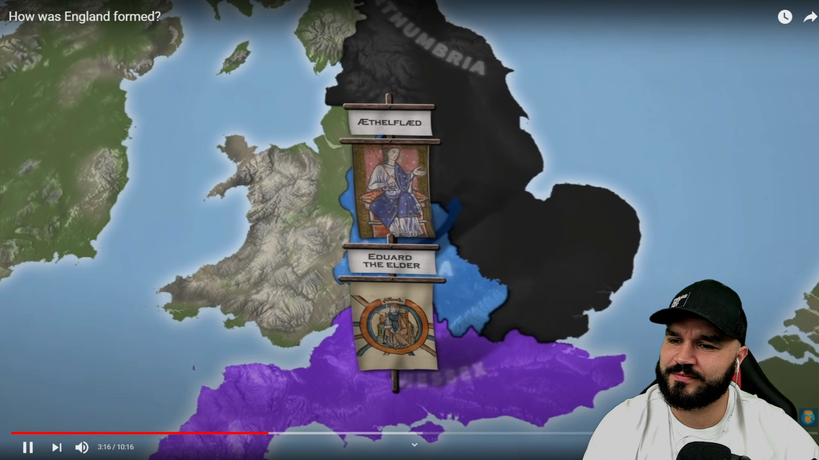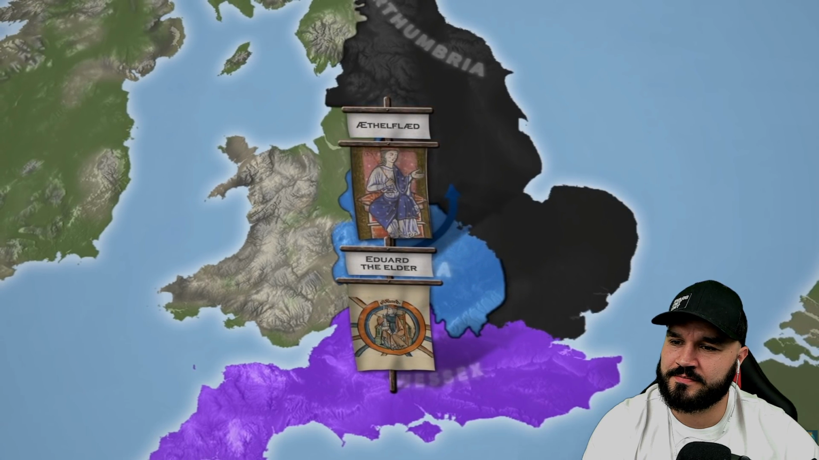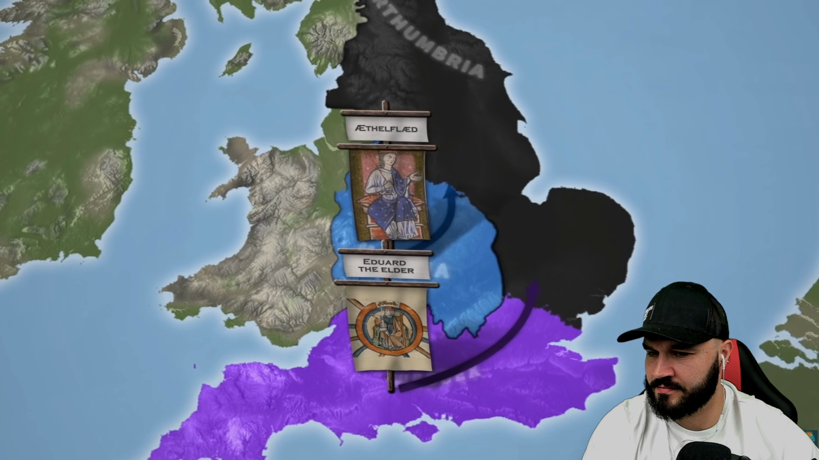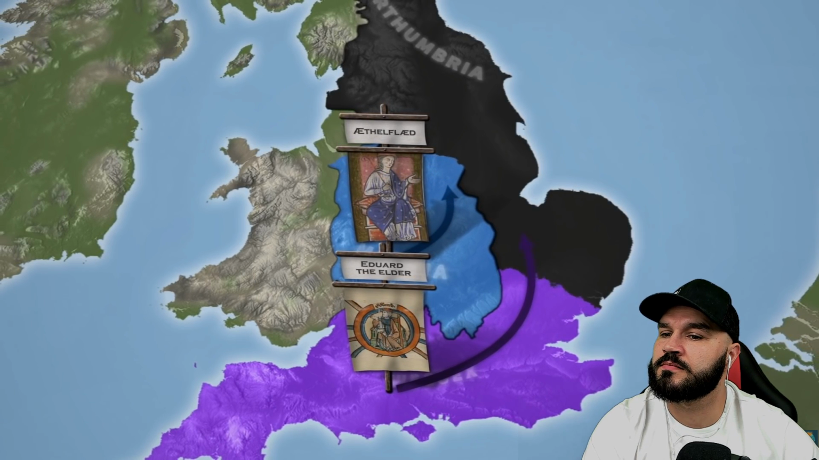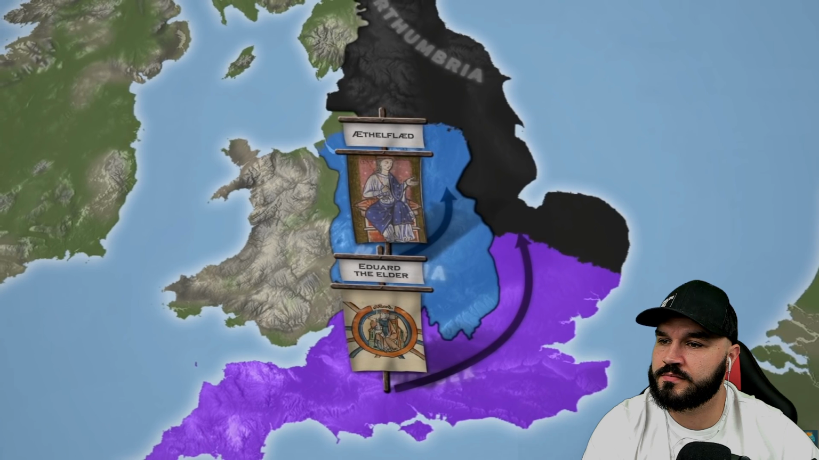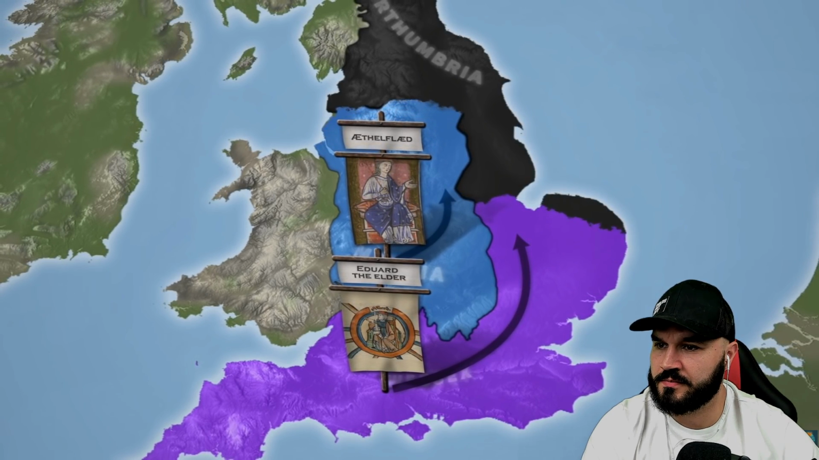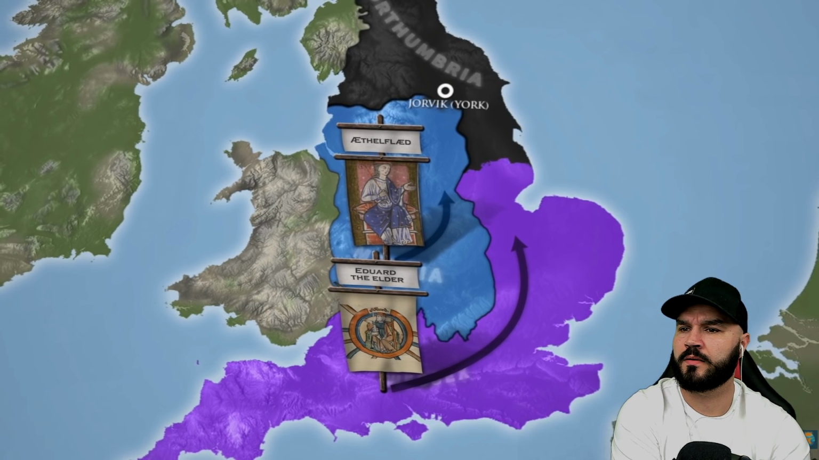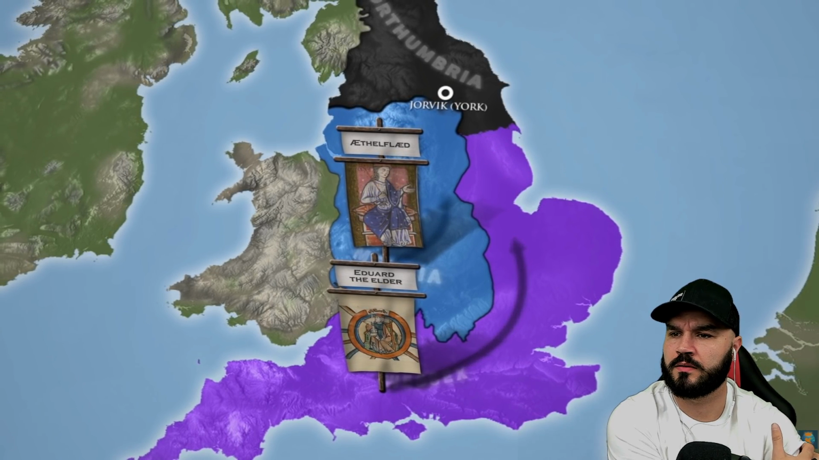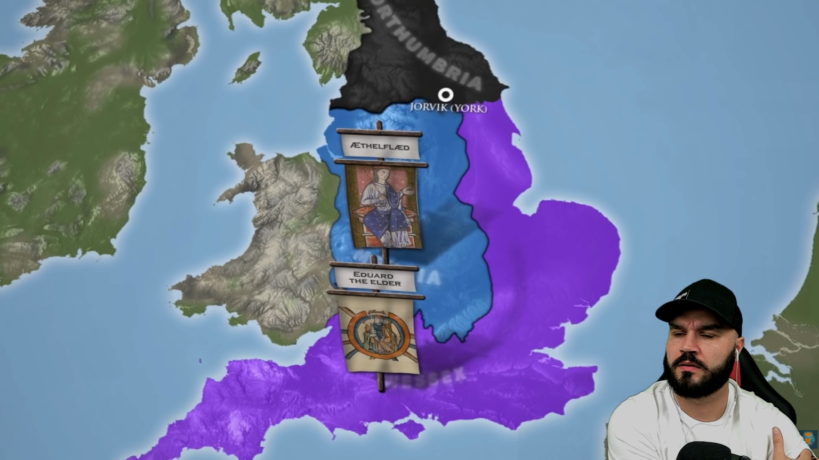In 917, Ethelfled expanded her lands to the north, and Edward was able to incorporate all of East Anglia into his kingdom. As Ethelfled pushed forward with the expansion, she managed to extend Mercian territory all the way up to York, where the locals decided it would be best to simply pledge loyalty to her as opposed to fighting.